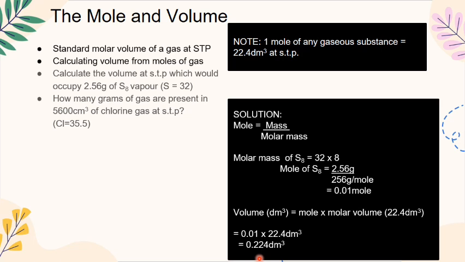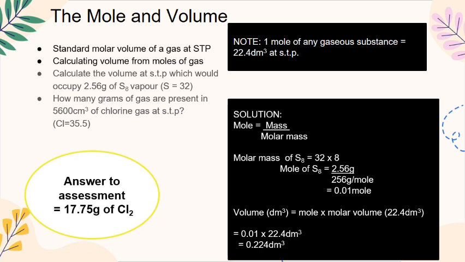Okay, so now it's your turn to try this. How many grams of gas are present in 5,600 centimeter cube of chlorine gas at STP? So I need you to try this quickly. Please always put on your thinking cap to be able to solve questions in chemistry. Once you are done, take a look at the answer. So we have 17.75 grams of chlorine gas. Okay, do you get that? If not, retrace your steps and try it again.